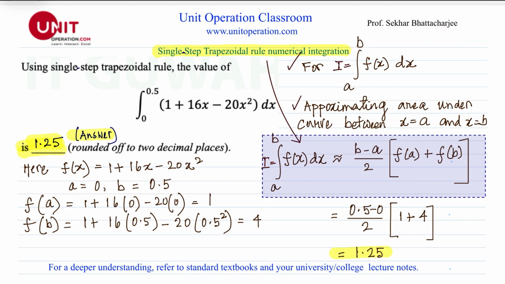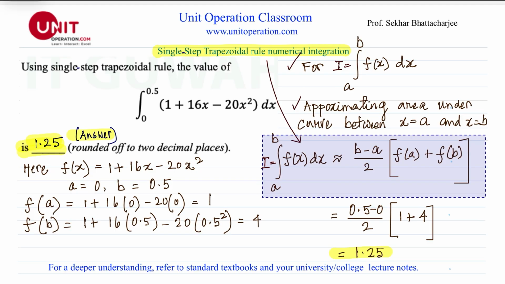For an integral, in general, of this type, we approximate the area between x equals a and x equals b by the single step trapezoidal rule as b minus a, divided by 2, multiplied by the functional value of a plus the functional value of b.